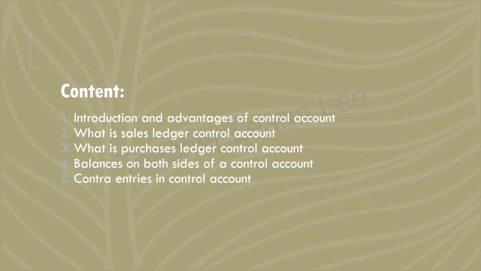We will cover these 5 contents. Number 1, I will give a brief introduction and the advantage of having a control account. Number 2, what is a sales ledger control account and how they are recorded in the books, and what is the purchases ledger control account and how they are recorded in the books, and what if there is a balancing on both sides of the control account. What does that mean? And in what situation do we call it a contra entry in a control account? All this I will cover in the whole chapter.